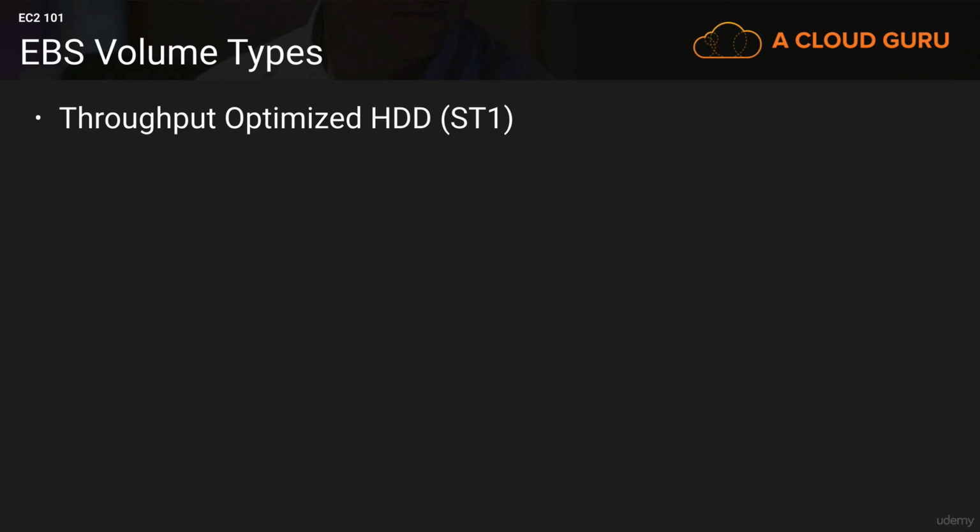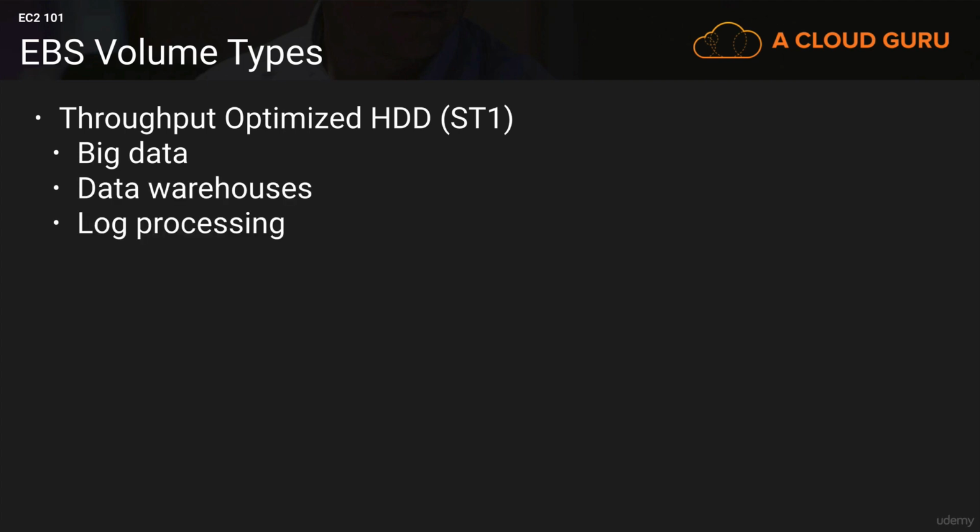Moving on to magnetic storage. So in the previous slide, we were talking about SSD. We're now talking about magnetic storage, and these are your old school physical, spinning disks. So we've got throughput optimized hard disk drive, and this is known as ST1. This is typically used for things like big data, data warehouses, log processing, etc. It's where you've got large amounts of sequential data. So that's data that's written in sequence as opposed to data that's non-sequential, where it's spread all over the disk. This is where it's written in sequence, and they basically optimize the throughput for these devices. So again, these would be used for big data, data warehousing, log processing, etc.